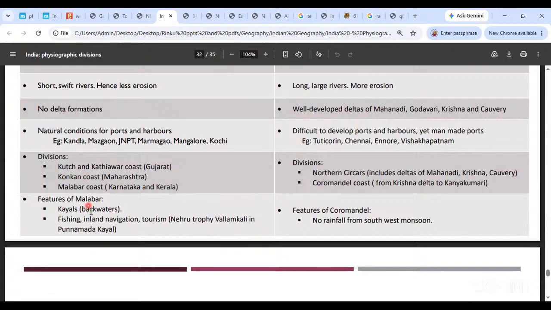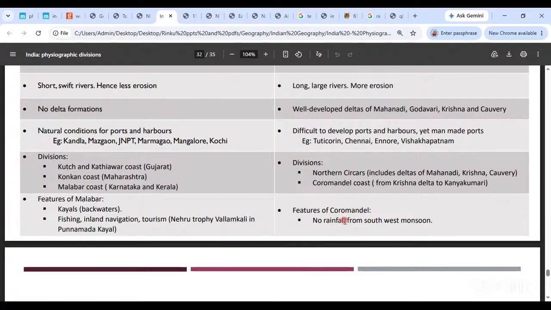Then features of the Malabar. This is famous for the kayals, the backwaters. The backwaters are called kayals, those small back channels. Fishing happens there, there is inland navigation. There is tourism over there, and there's a very famous boat race called the Nehru Trophy Vallamkali. Okay, and they play it out in the Punnamada Kayal. That's the place where they hold it. The Punnamada Kayal is a backwater lake kind of a thing.